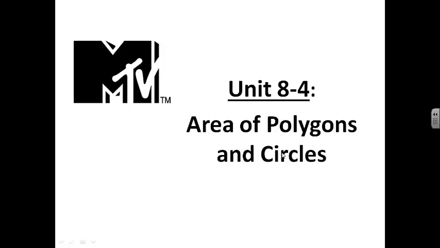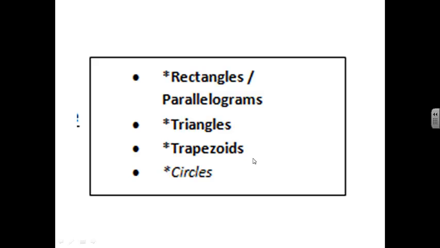We're going to be learning about areas of polygons and circles. The first thing we're going to be learning about is rectangles and parallelograms. These are almost the same. We have talked about the differences between rectangles and parallelograms, but parallelograms are kind of just a slanted rectangle. Triangles, three-sided figure. Trapezoids, there are two types of trapezoids, and we're going to go over that later.